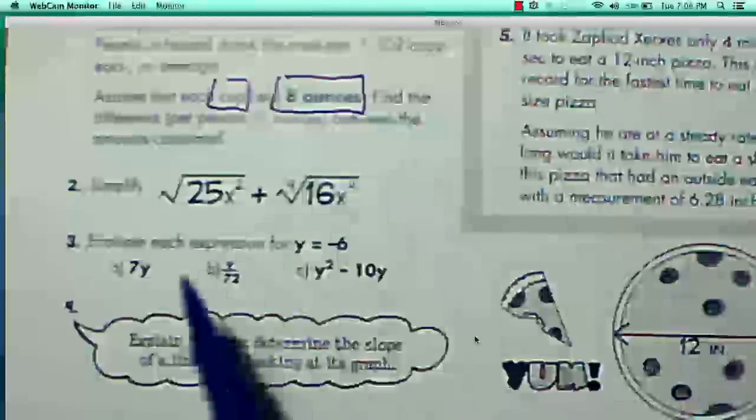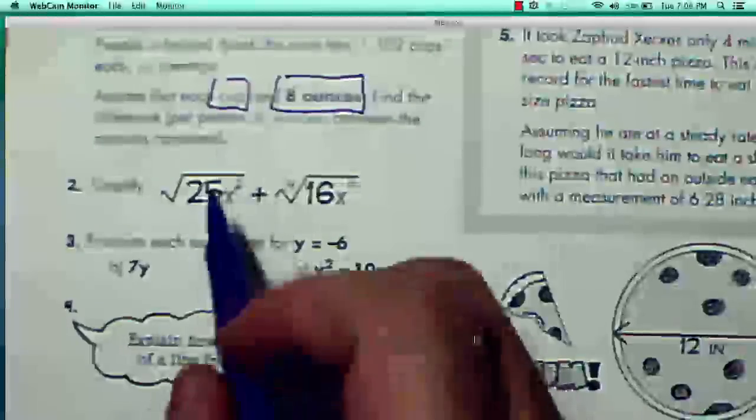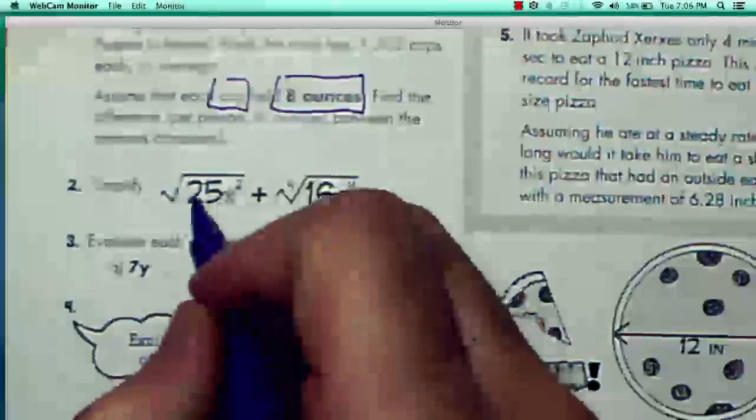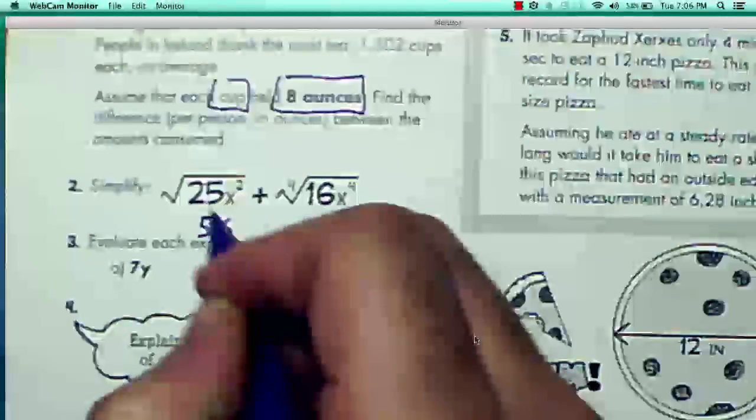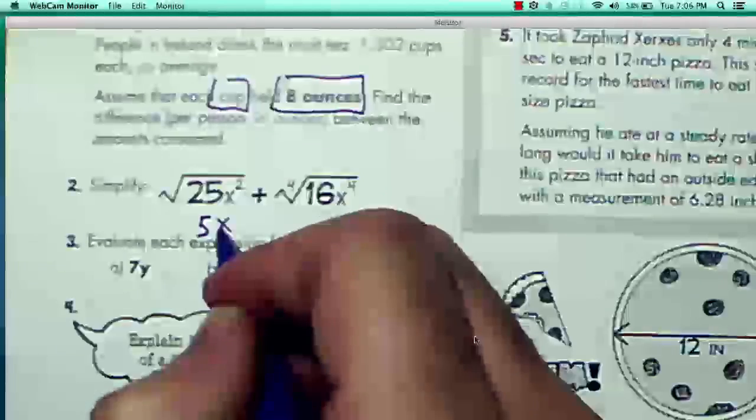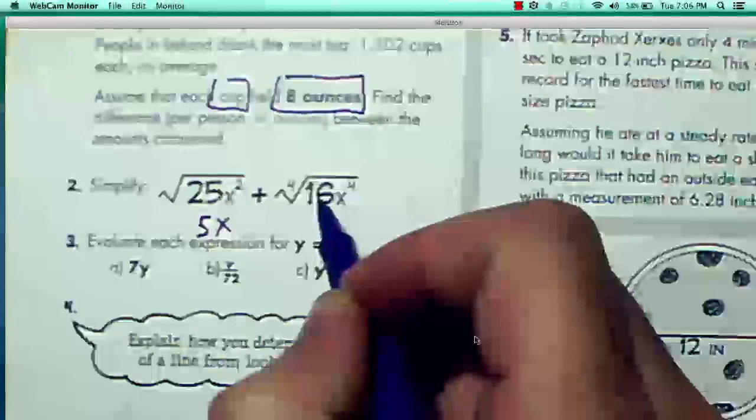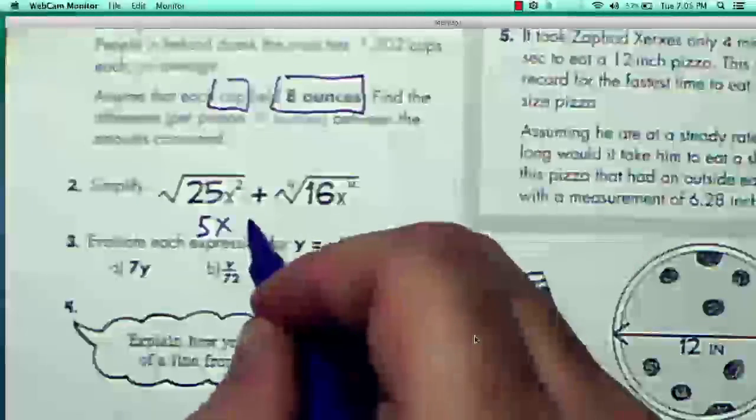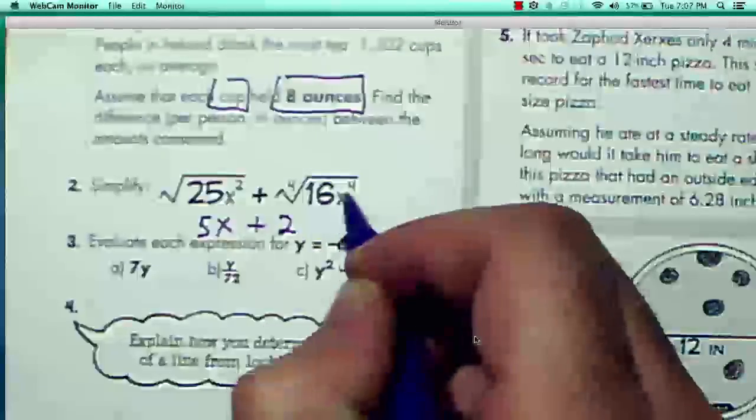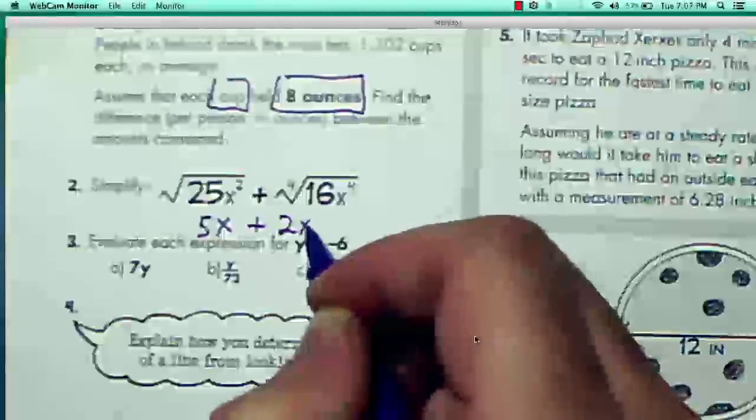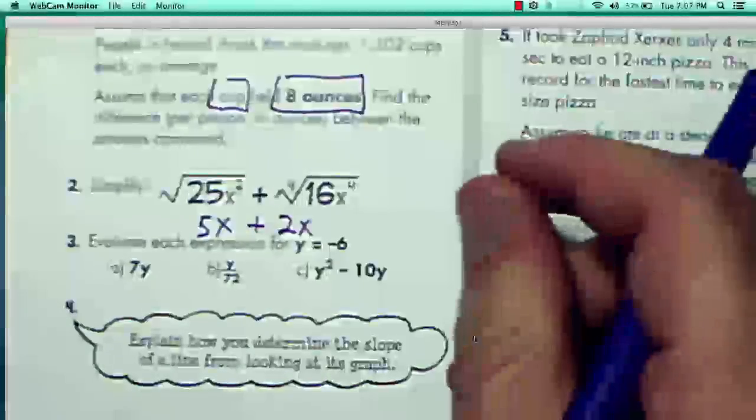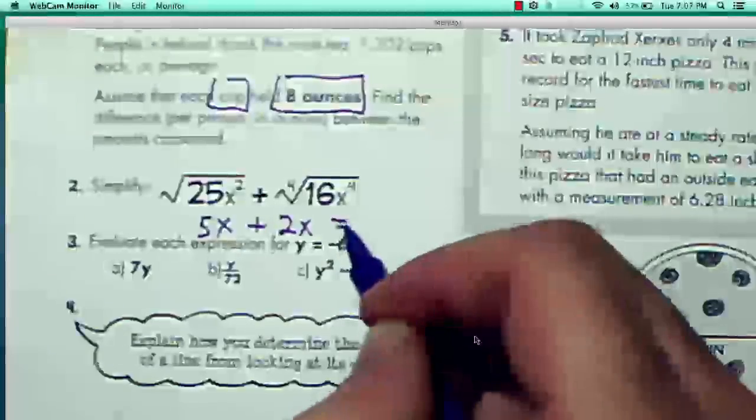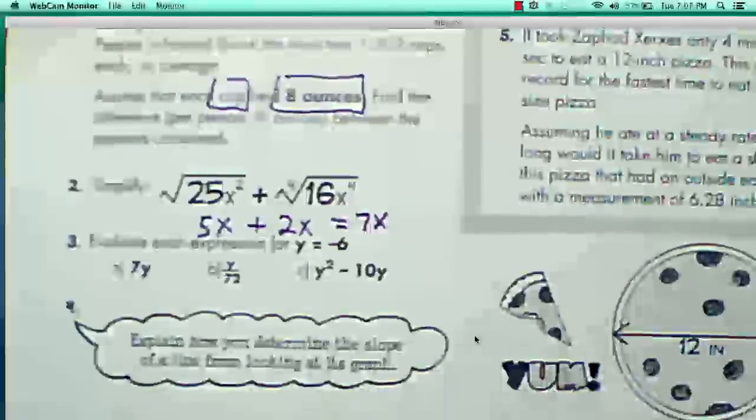Alright. Problem number 2 says simplify. We call this the square root. The square root of 25x squared, well, is 5x. Square root of 25 is 5. Square root of x squared is x. This says the fourth root. What number times itself 4 times is 16? Well, that's 2. The fourth root of x to the fourth is clearly x. X times x times x times x 4 times will yield x to the fourth. So we have 5x plus 2x. That is 7x.